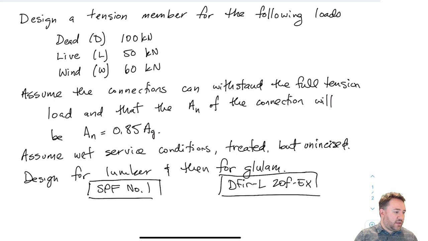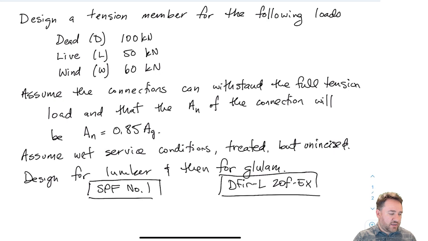We are going to assume that this member has a connection. Of course, all members need to be connected somehow, and this can be very challenging. So we're going to just make an assumption at first, since we haven't learned about connections. We're going to assume there's some kind of connection and that connection has a net area of about 85% of the gross area. So we've had to cut out some of the section to make bolt holes, etc., so that we can actually connect. And we're going to assume that connection is so good that it can resist the full tension load that we're applying to this member.